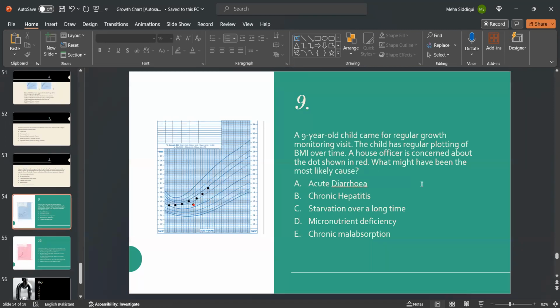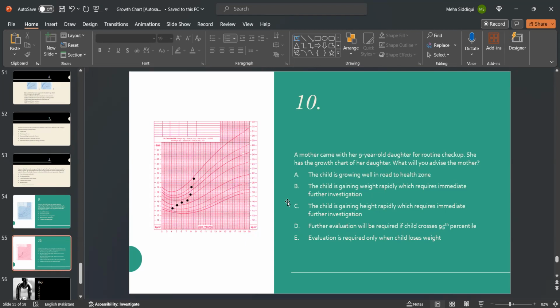MCQ number 9. A 9-year-old child came for a regular growth monitoring visit. The child has regular plotting of BMI over time. A house officer is concerned about the dot shown in red. What might have been the most likely cause? Acute diarrhea, chronic hepatitis, starvation for a long time, micronutrient deficiency, chronic malabsorption. E. No, A is the right option, because in an acute condition there can be a sudden drop, but in chronic conditions there is a flattening and then a downward slope.